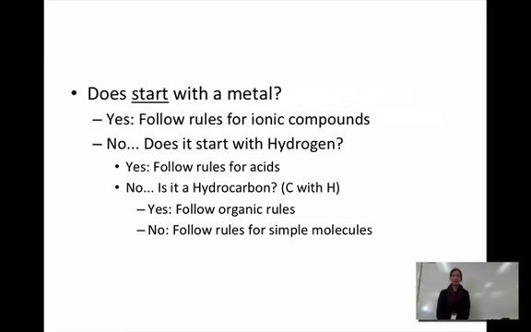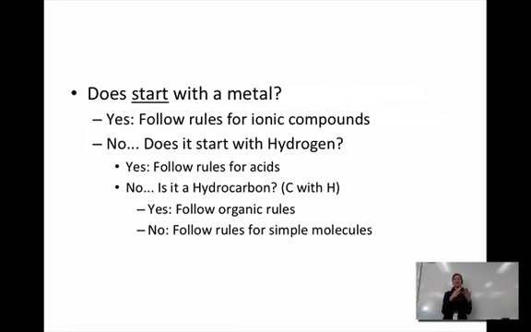To start with, you have to ask yourself about the first thing that's listed, whether it's the name or the formula: is it a metal? Because if it is a metal, you're going to follow all of your rules for ionic compounds. But if it's not a metal, then you have a different naming system. So if it's not a metal, the next question is, is it a hydrogen? Because if it's a hydrogen, then that's an acid, and you'll follow acid naming systems.